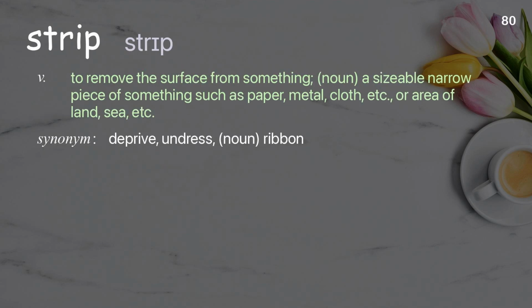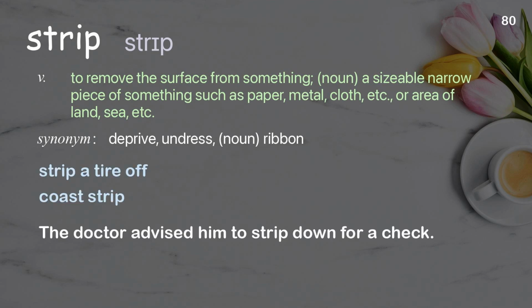Strip: to remove the surface from something; noun, a sizable narrow piece of something such as paper, metal, cloth, etc., or area of land, sea, etc. Examples: strip a tire off, coast strip. The doctor advised him to strip down for a check.